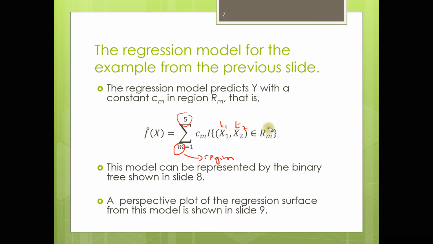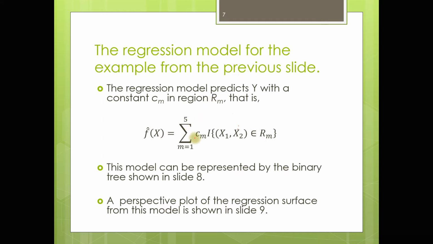Now, what is happening here? You will also have this Cm, which represents the constant that I was mentioning, which has to be fitted into these different regions that you are going to consider. It says here that if a certain set of values is found within region Rm, you will take it as value 1. Otherwise, it will not be considered as value 1. It will be considered as 0.